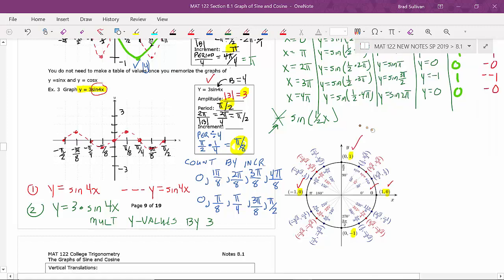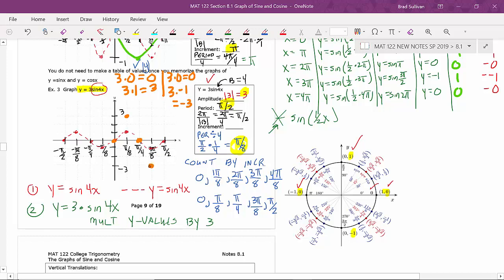So it's actually very simple to do this. This point right here has a y value of 0. So 3 times 0 is 0, so that point goes there. The next point has a y value of 1. So 3 times 1 is 3. That point stretches vertically to that point. The next y value is 0, so we have 3 times 0 is 0 again, so that stays. Then we have negative 1, so 3 times negative 1 is negative 3. So it goes like that.